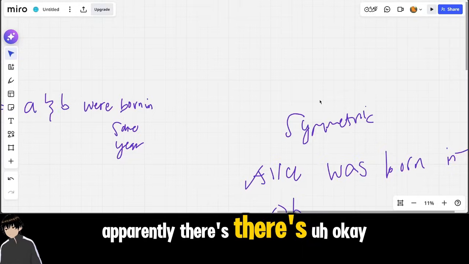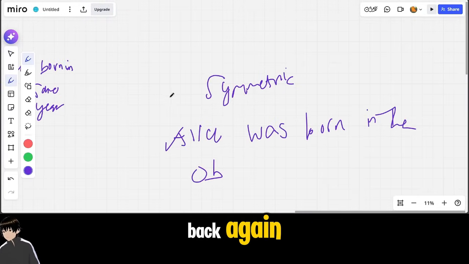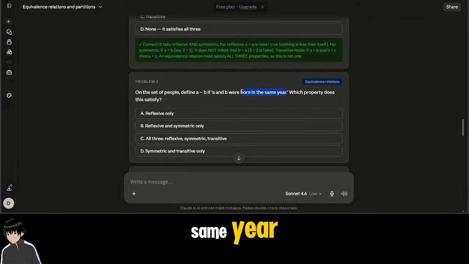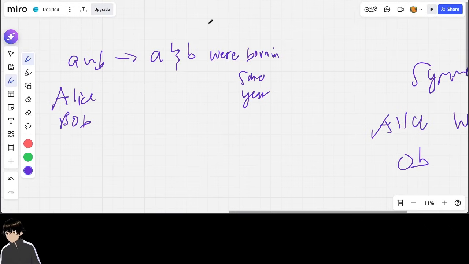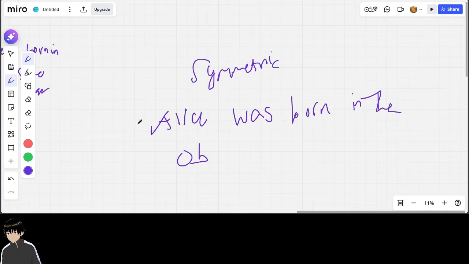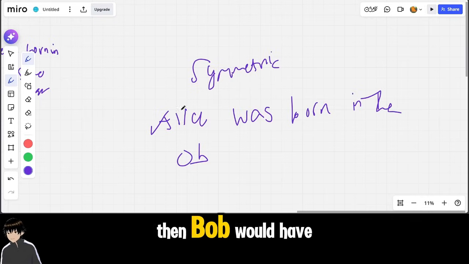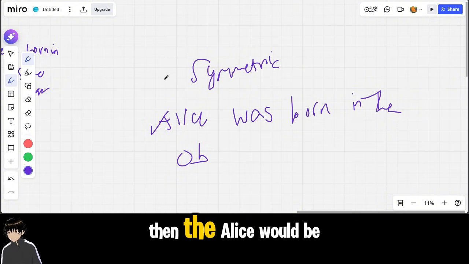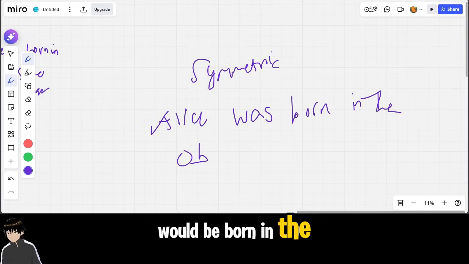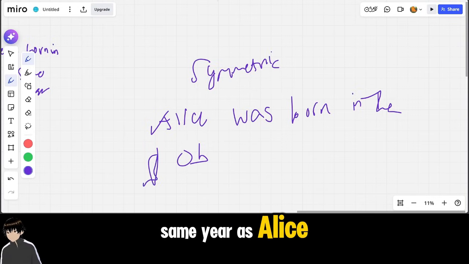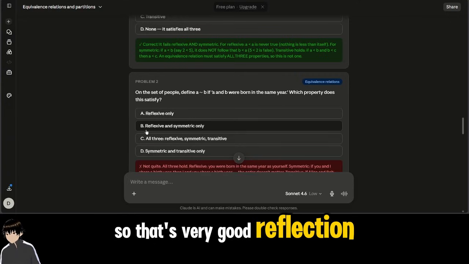Apparently, let's go back again and try to reread the problem. We were born in the same year. It can be reflexive and symmetric, because if Alice was born in the same year as Bob, then Bob was born in the same year as Alice. So that's very good reflection.